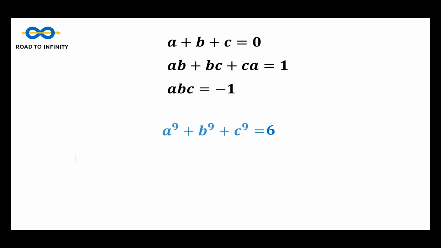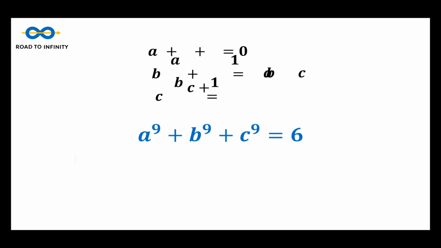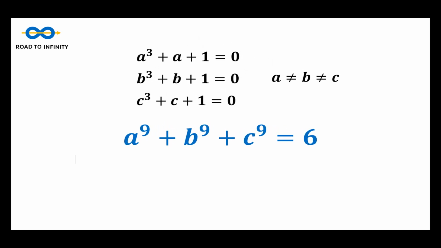Thus, we have found the value of a to the power of 9 plus b to the power of 9 plus c to the power of 9 equals 6.